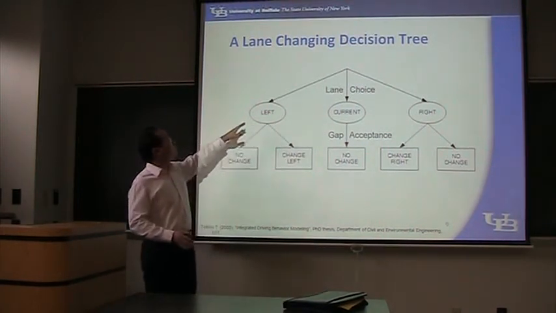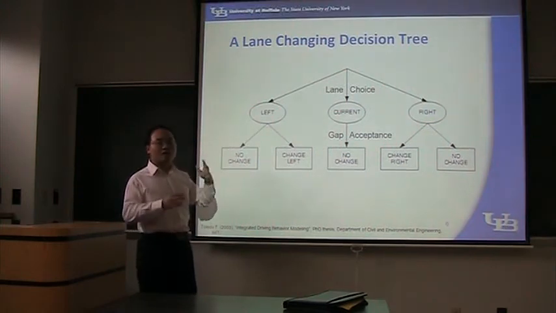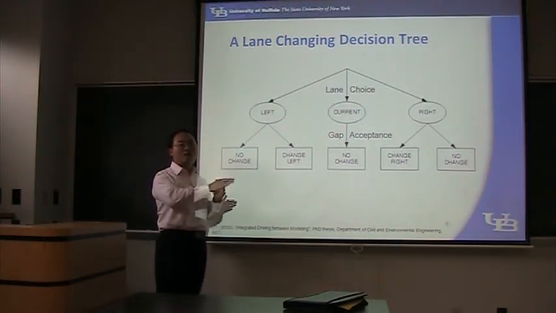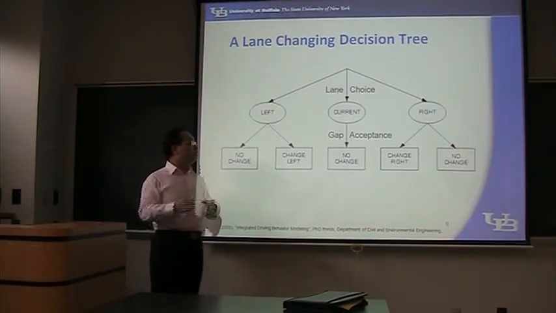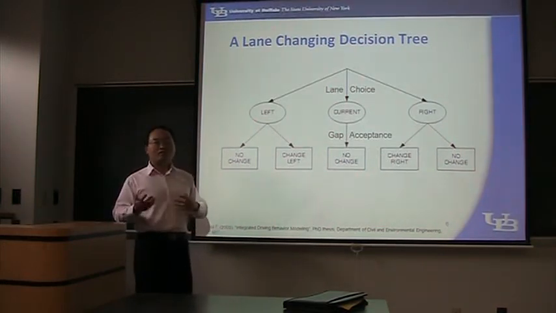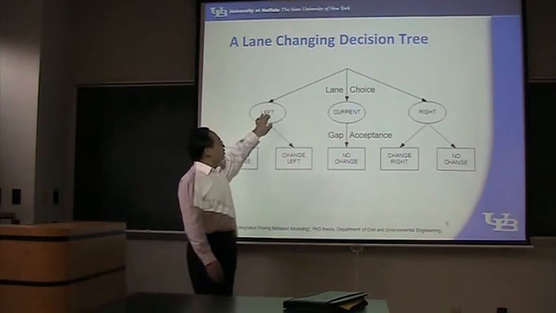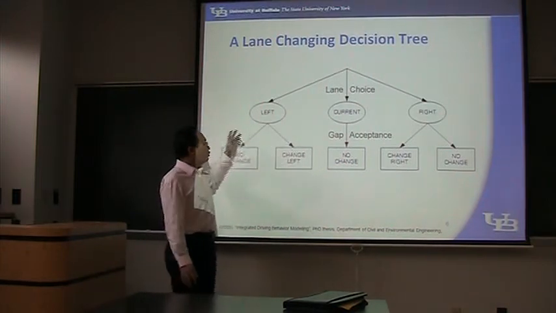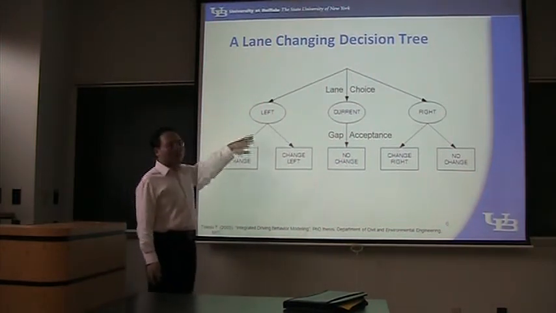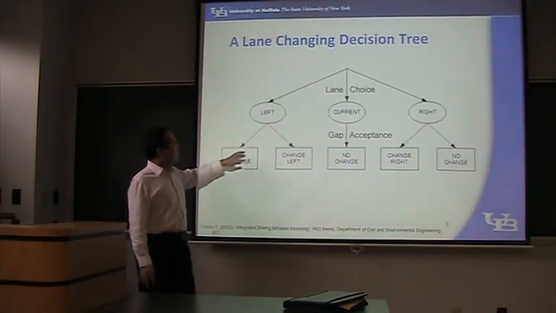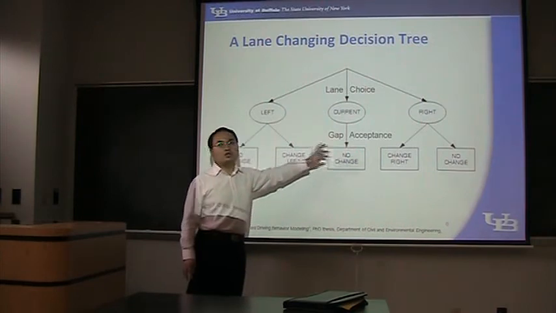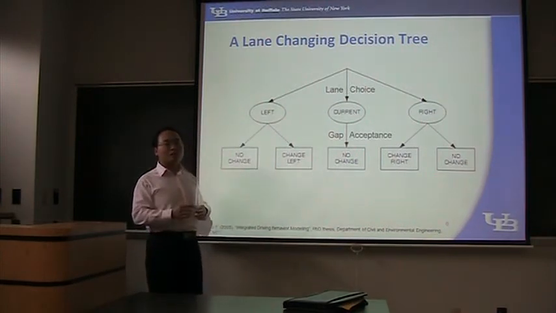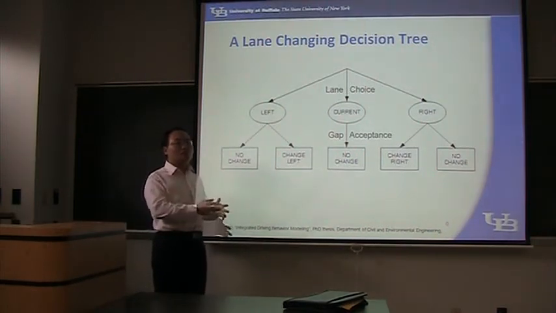This is used for both mandatory and discretionary lane changing. But let's think about the discretionary one. The vehicles just want to change lanes because they want to reach better traffic conditions. We first have a lane choice. Then, after we get a choice, we check the gap acceptance model. We use the gap acceptance model to check if there is a sufficient gap that the vehicle can move to that lane.